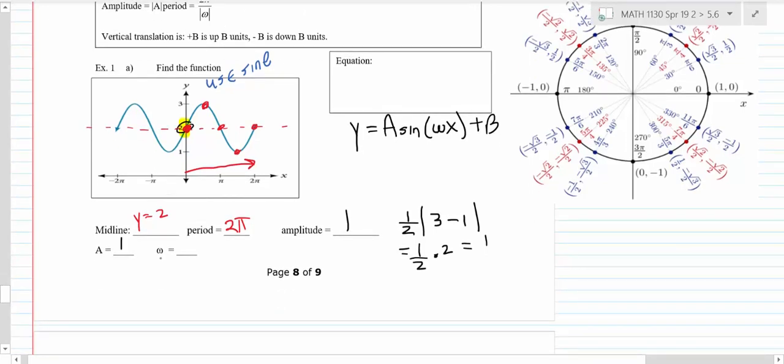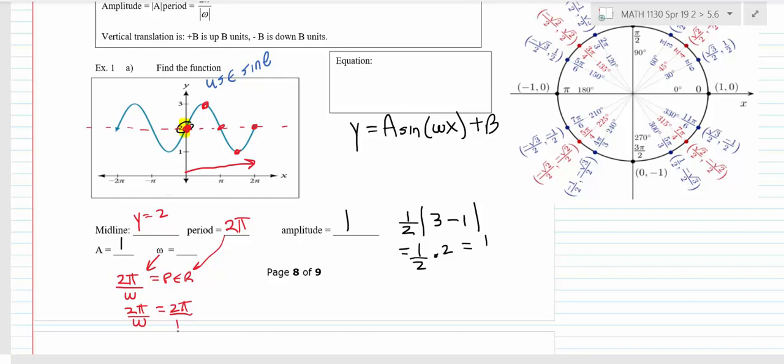Now to find omega, you have the formula 2 pi over omega is equal to the period. So since the period is 2 pi, I just get 2 pi over omega equals 2 pi, and I can solve that equation for omega. Well, you can do this one in your head. If I have 2 pi over omega equals 2 pi over 1, what does omega have to be? It has to be 1, doesn't it? Okay, so we got everything we need then.